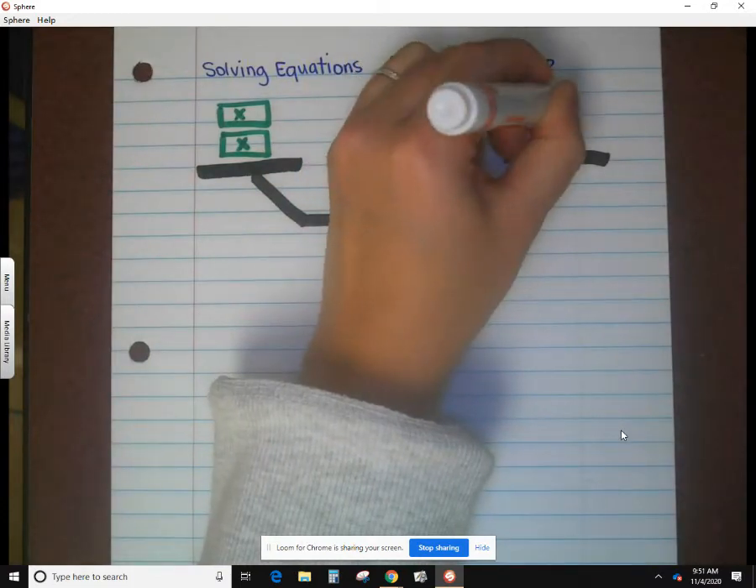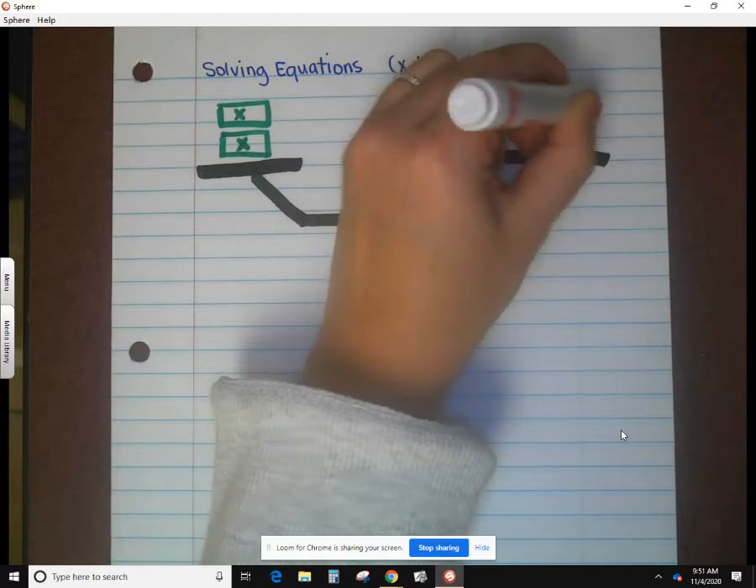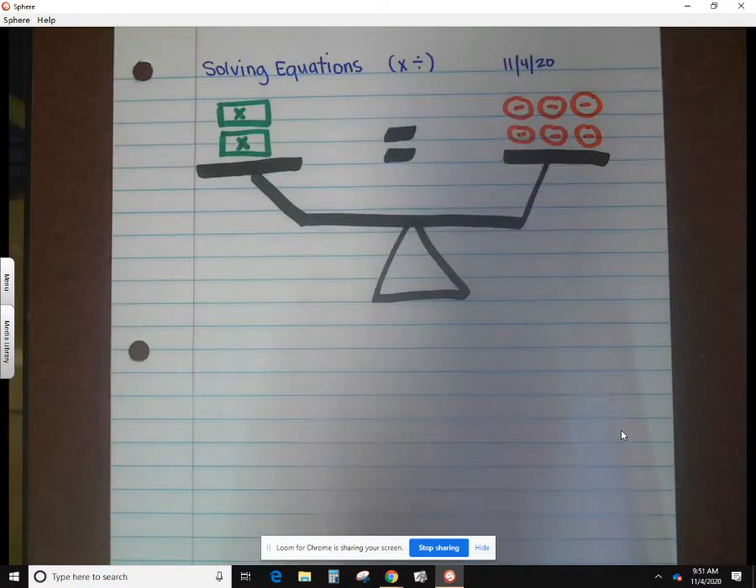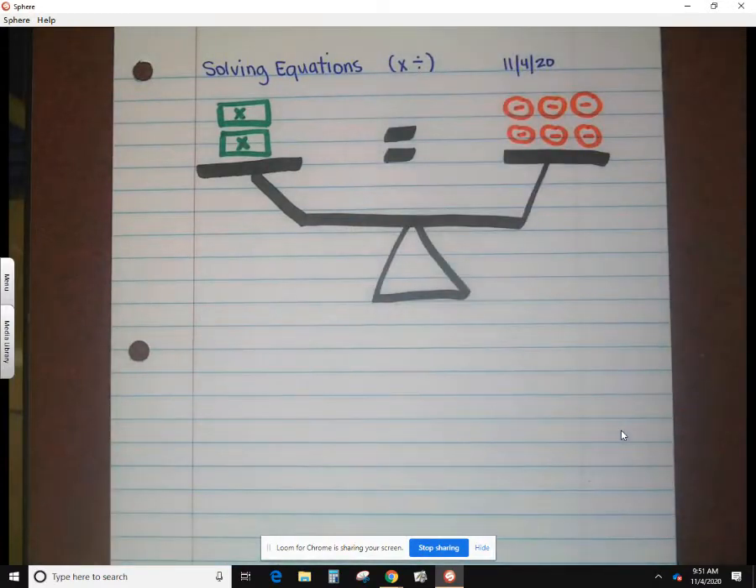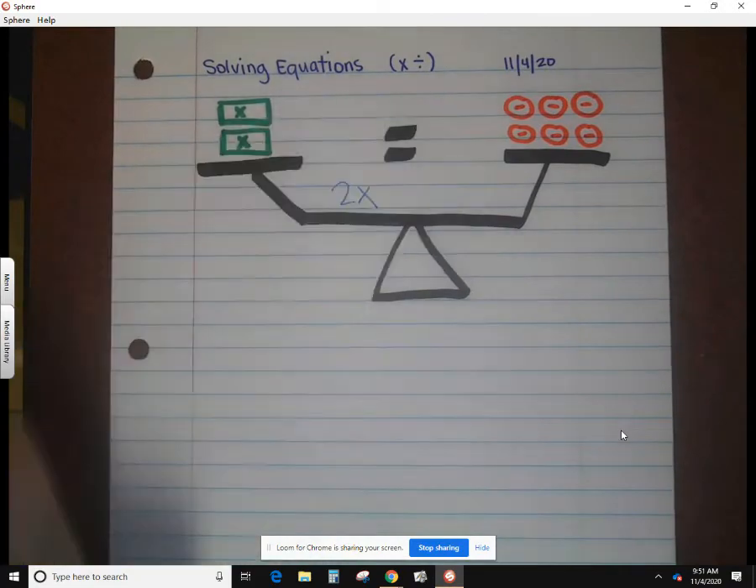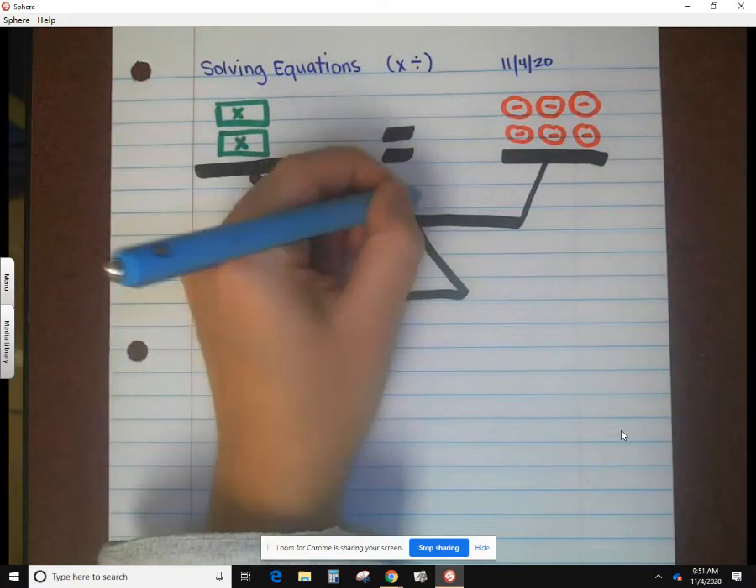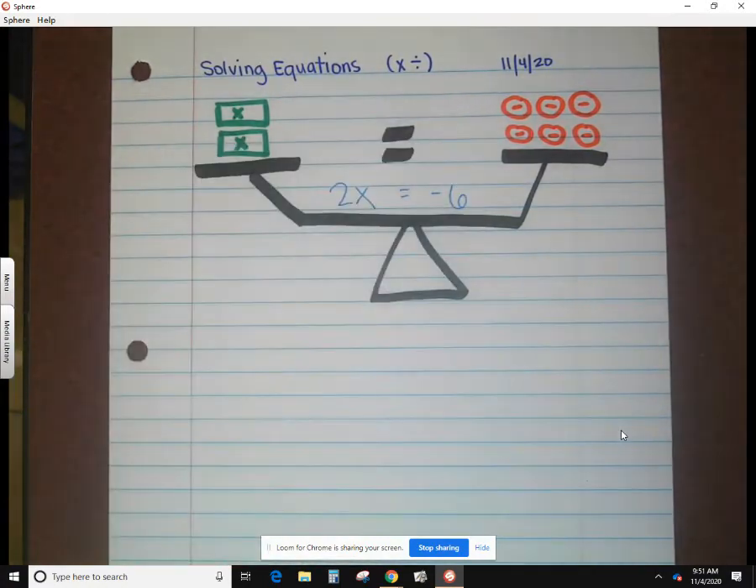If one side is higher than the other, it means that one side weighs more than the other. So for an equation, we want them to be equal. So we want our scale to be in balance. So I'm going to go ahead and model this equation right here. On the left side, you see two x's. So we can call that 2x, or 2 times x. On the other side, we have 6 negatives. So our equation here is 2x equals negative 6.